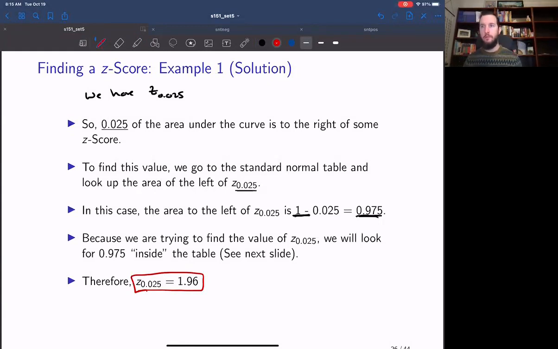Yeah, sorry, Emil, this question is, so the subscript is always the area to the right? Always. That's a definition.